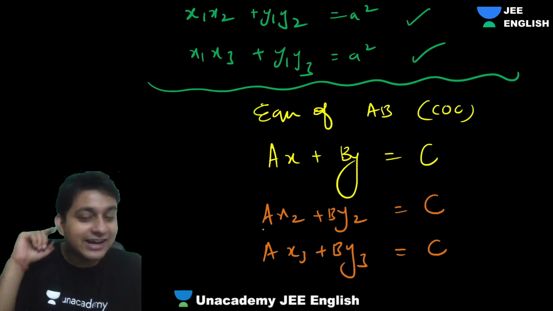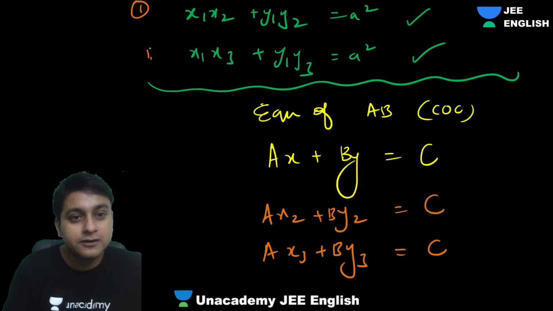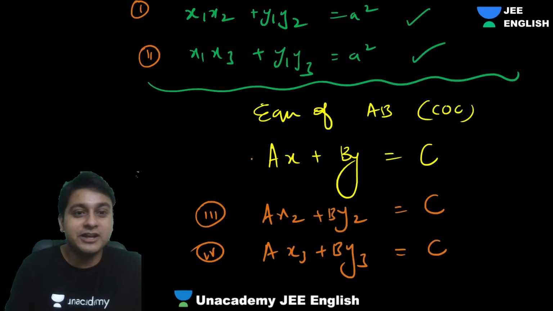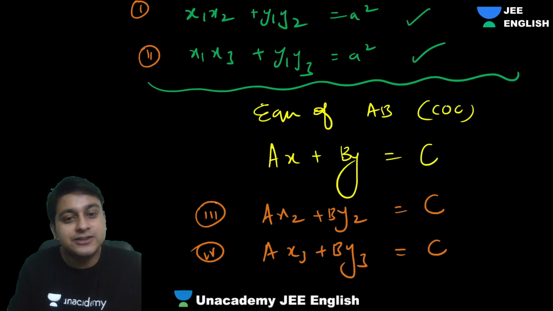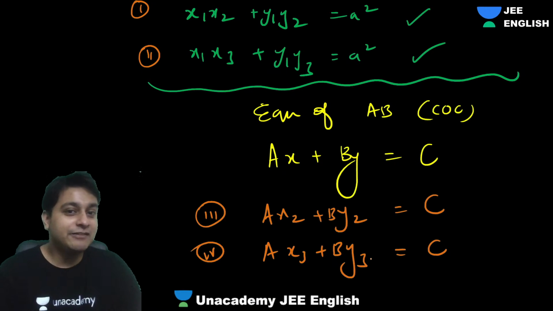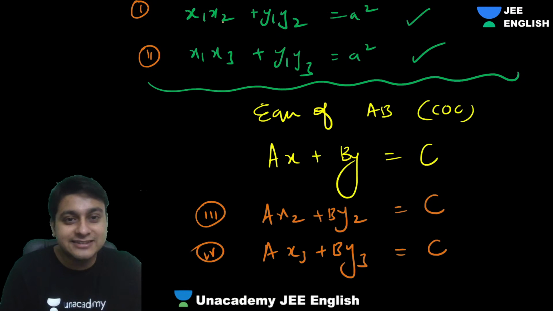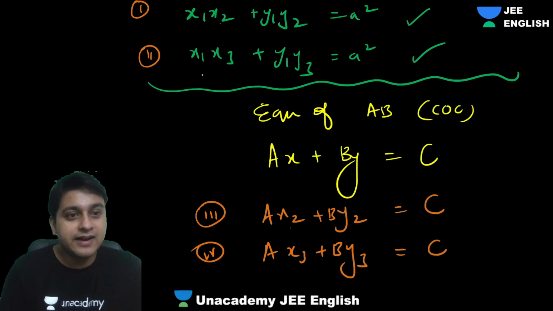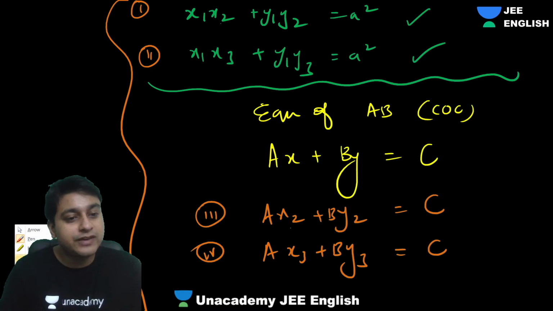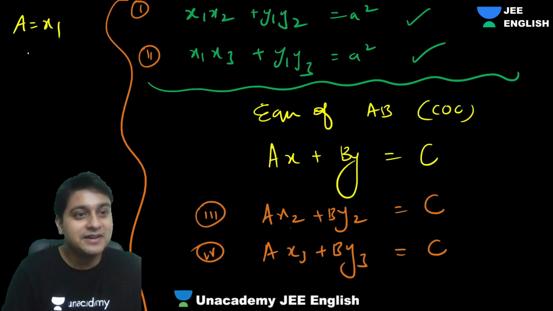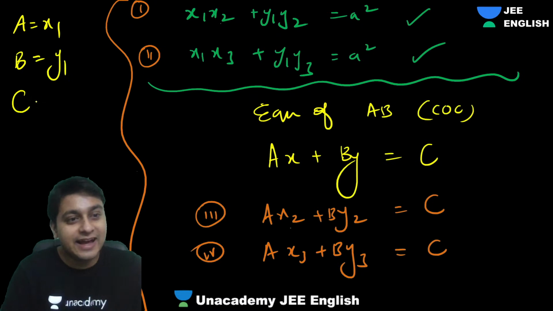Now guys, just look at these equations number 1, 2, 3, 4. So see here, 2 equations, 4 equations, right? If you compare 1, 2, 3, 4, can we get the values of A, B and C? Because this equation has x2, y2, and this equation also has x2, y2. This equation also has x3, y3. And we can easily see that, comparing, we can get the values of A, B and C, right? Can I say that A equals x1, B equals y1, and capital C will be a square.